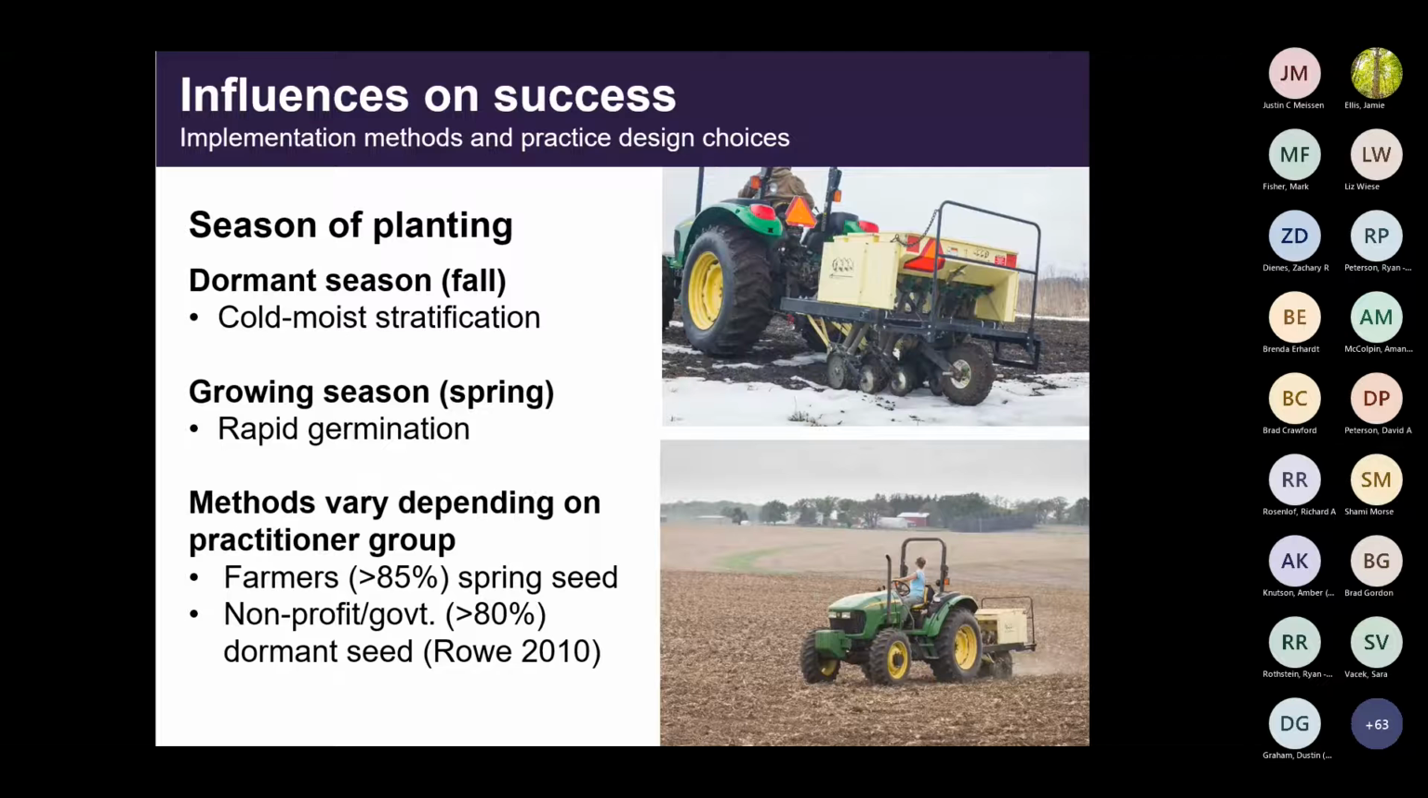So overwhelmingly, at least based on a survey that we did in a different project as part of the CP42 pollinator planting seed mix analysis, farmers are planting April through June 86% of the time. Now, on the other hand, around 80% of NGO and government managers are using dormant seeding when they're planting prairie, at least based on that Tricks of the Trade paper from 2010. So, is one way better than the other? And what are the implications of doing things this way?